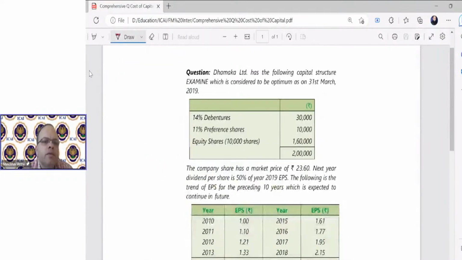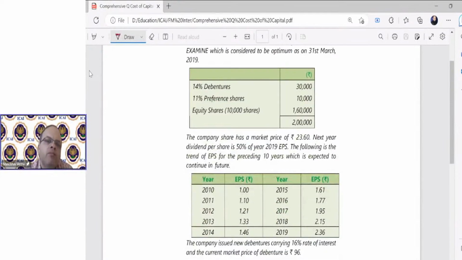So Dhamaka Limited has the following capital structure, which is considered to be optimum as on 31st March 2019. So we are talking about 14% debentures, 11% preference shares, equity shares. Company share has a market price of 23.6. So this could be important. Next year expected dividend per share is 50% of the 2019 EPS. Following is the trend of EPS for the last 10 years.